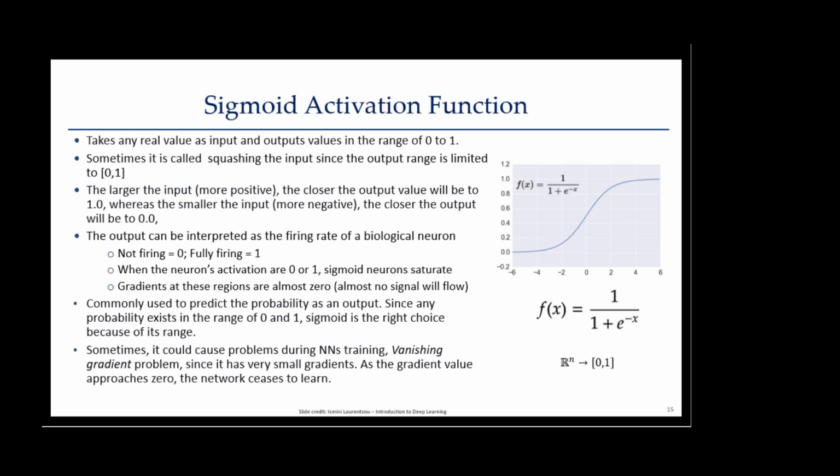A sigmoid activation function takes any real value as an input and outputs a value in the range from 0 to 1. It is sometimes called squashing, since no matter what the input range is, the output is all the time limited to the 0 to 1 range. This is also used sometimes in calculating probabilities, as we discussed before.